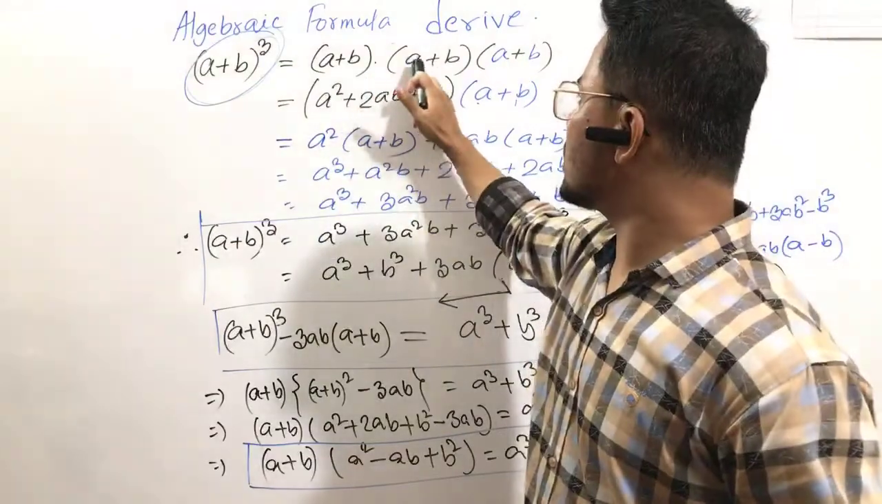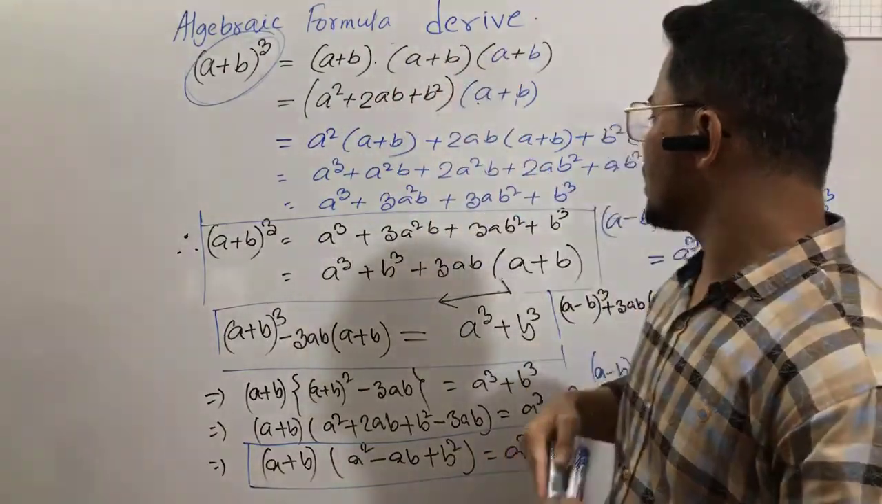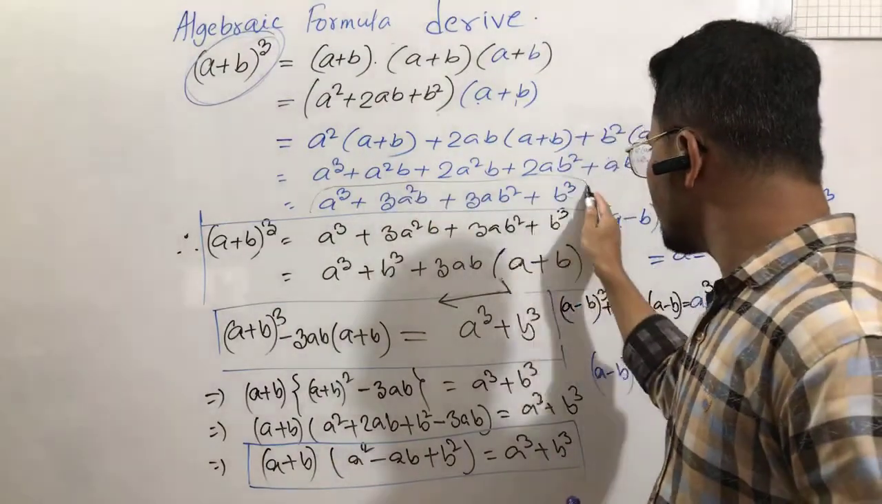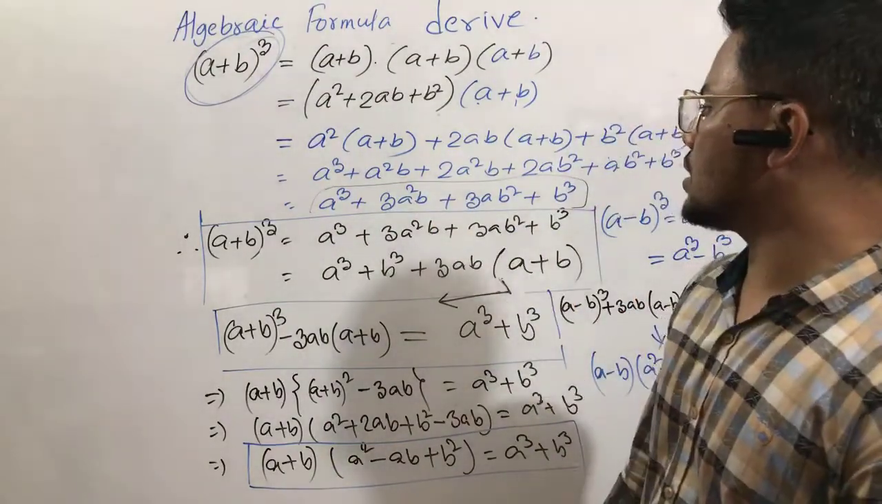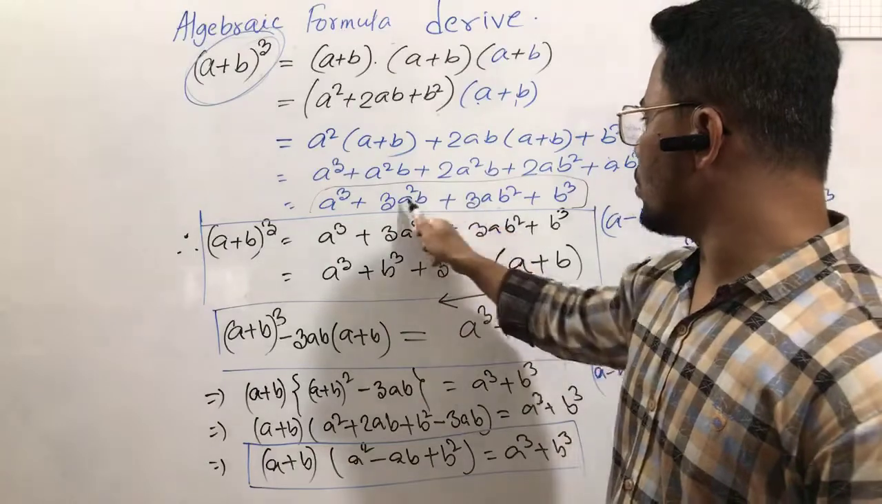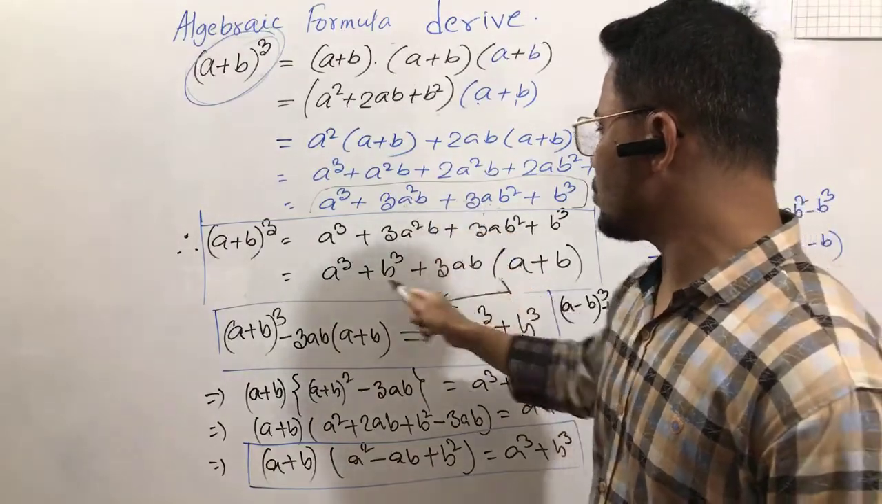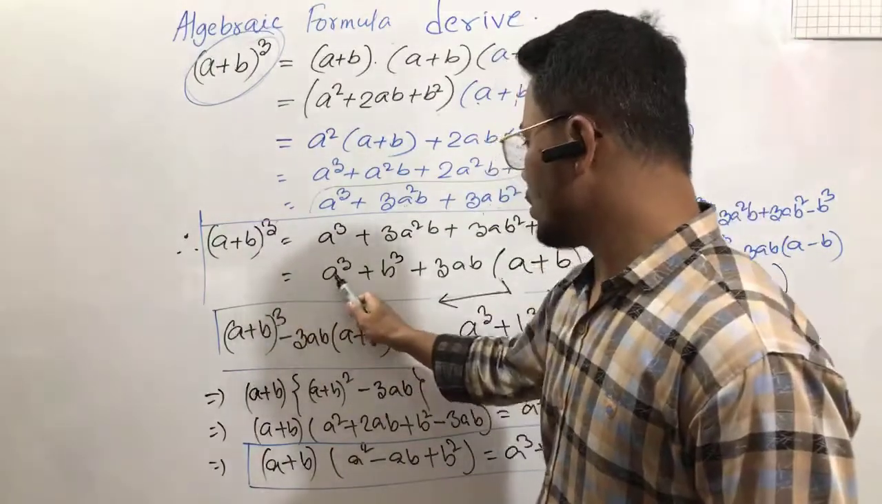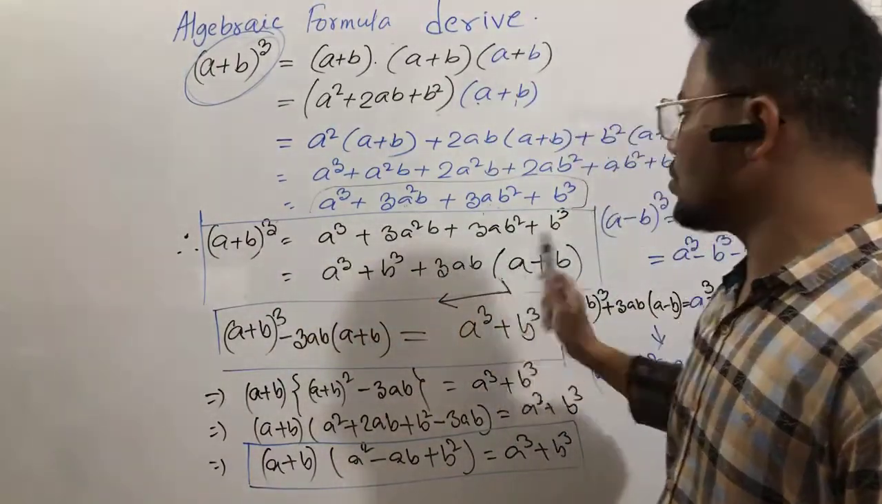A plus b multiplied by a plus b multiplied by a plus b. Then after doing the multiplication you will get this result. Now, successively taking the common, you can make the corollary form of a plus b whole cube. A plus b whole cube equals a cube plus b cube plus 3ab into a plus b.